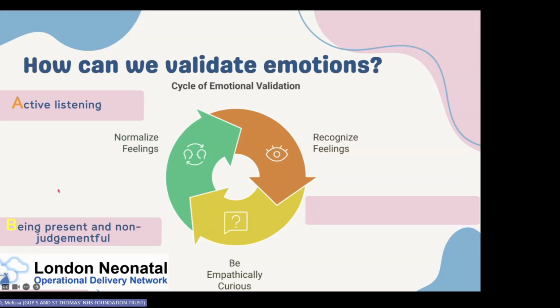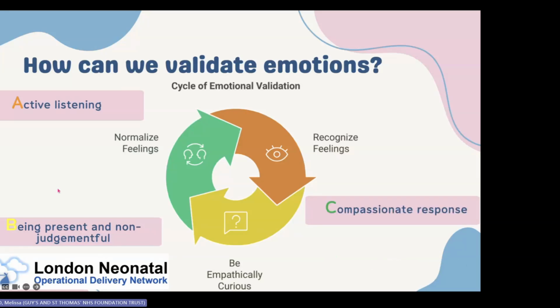B, being present and non-judgmental. So just actually understanding what the emotion is instead of being quick to go into the next part of the conversation. And I think it was also mentioned in one of the comments, just not having that judgmental kind of reaction. Sometimes we can't help it. But if we're truly trying to validate what's going on for them, that will be a lot more helpful for them than trying to give them a reason.